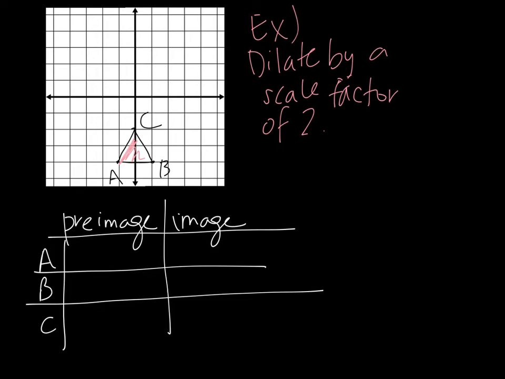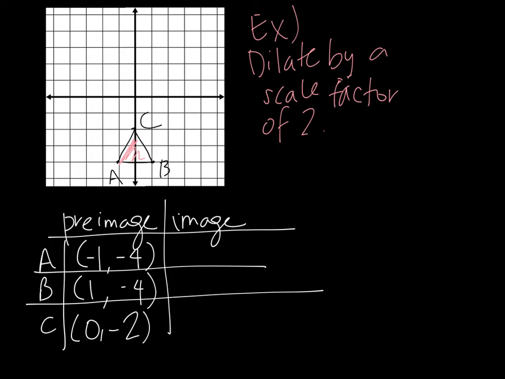Basically, I'm going to label the coordinates. So my pre-image, I'm going to label the coordinate A. That's -1, and it's going down 1, 2, 3, 4. So -1, -4 is the coordinates of A. And then the coordinates of B is 1, -4. And the coordinates of C is 0, -2.